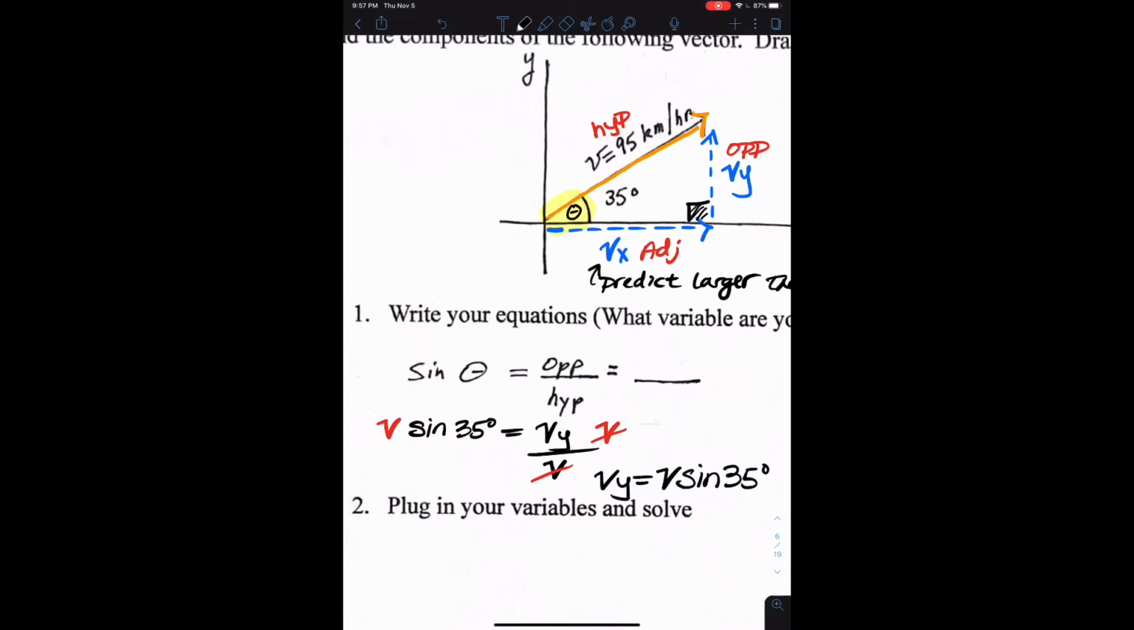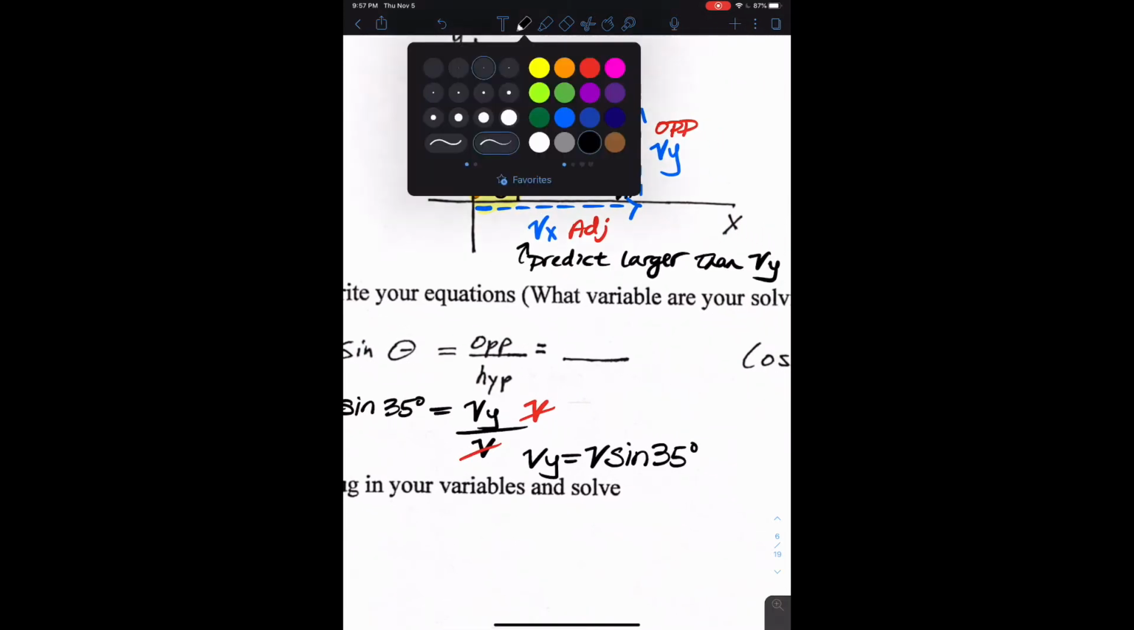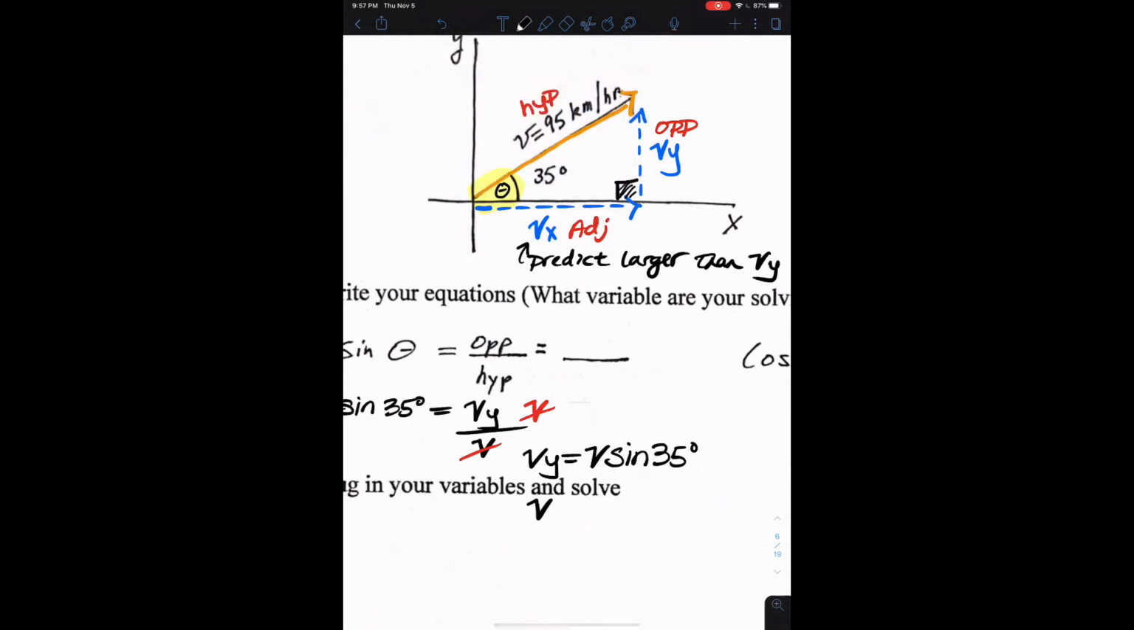And we know that the hip, V, is equal to 95 kilometers per hour. Now you might be sitting there saying, well, do we have to switch to meters per second? And the answer there is no, we don't have to. But just realize that when we solve for Vx and Vy, we'll be getting kilometers per hour. All right, so I'm going to write that in with the units.